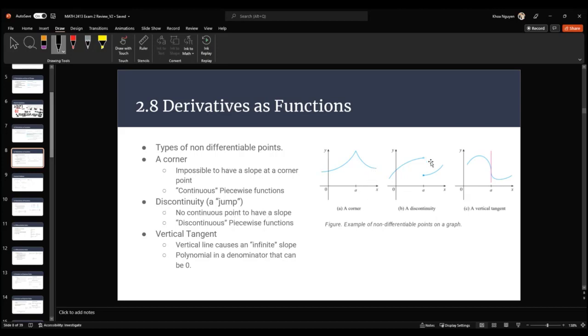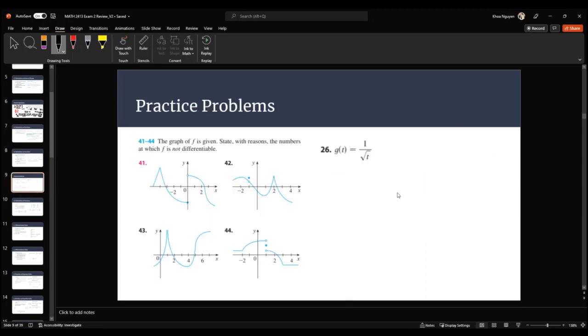There are also discontinuities like jumps. Basically, if you see a circle with a hole in it, that means there's a jump, and that's non-differentiable. It's also discontinuous. And if there's a vertical tangent, that's an infinite slope, and we call that non-differentiable. Sometimes you might think infinity is a number, but it's not. It's undefined, so you would consider that non-differentiable. So three types: a bend, a jump, and a vertical tangent.